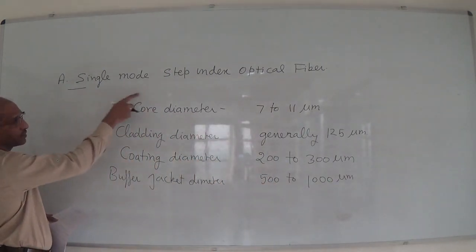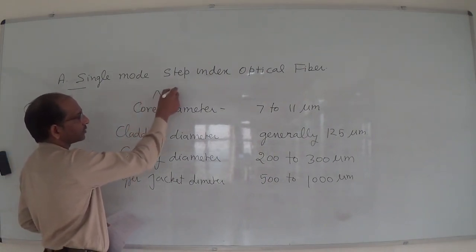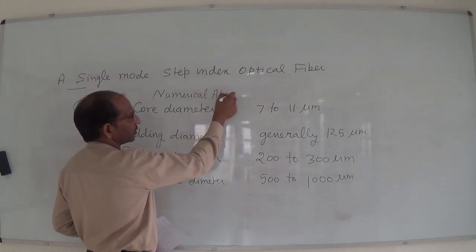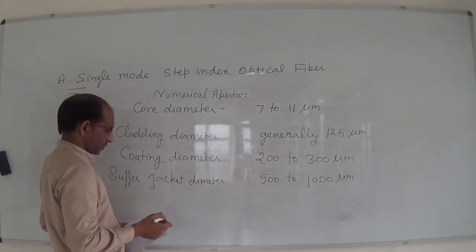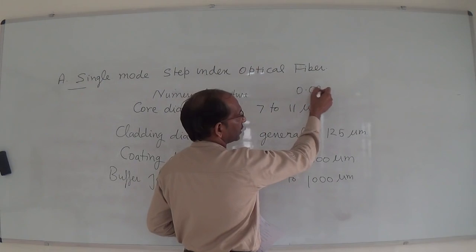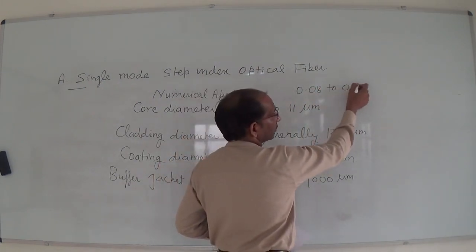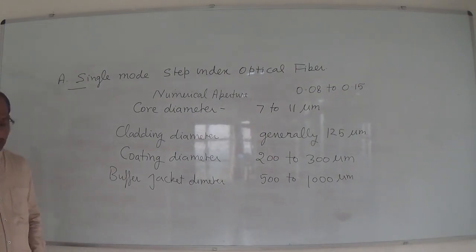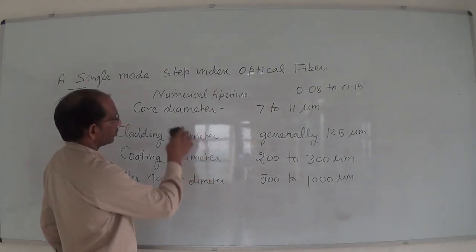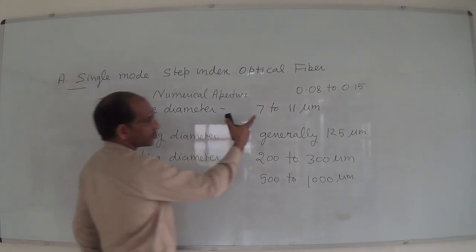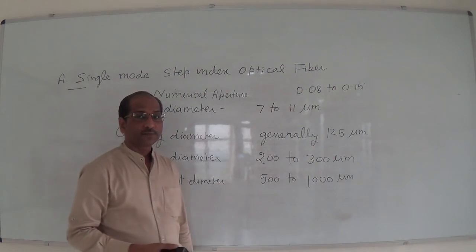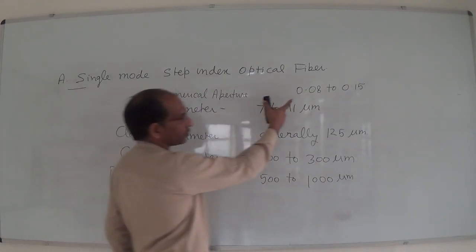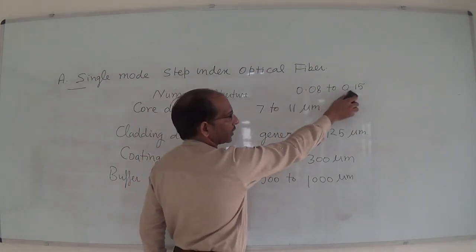And in case of single mode step index optical fiber, the numerical aperture range is 0.08 to 0.15. So these are the basic dimensions of the core and cladding, and then the buffer jacket. In case of single mode, the core diameter is very small, that is 7 micrometer to 11 micrometer. In general, they keep 10 micrometer, and the range of numerical aperture is very small, 0.08 to 0.15.